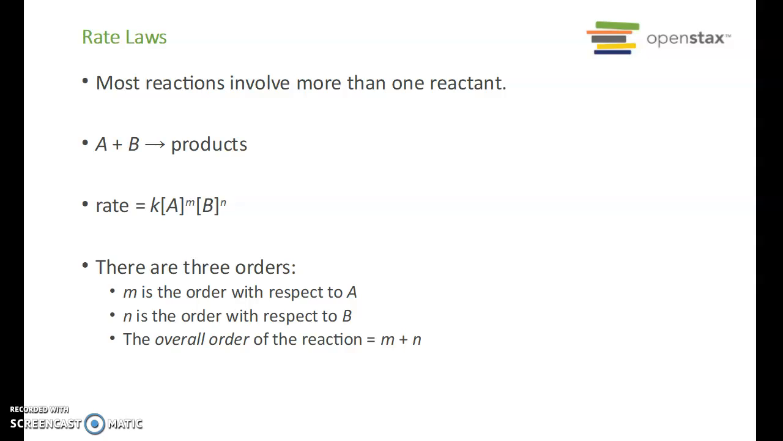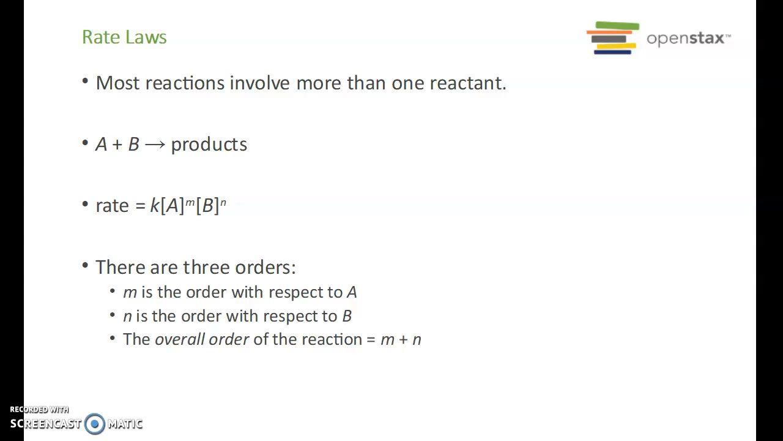Now, rate laws usually involve reactions with more than one reactant. Only for a decomposition reaction do you have just one reactant. So anyway, for the ones where you have A plus B going to some products, the rate is your rate coefficient, k, times A raised to the mth power and B to the nth power.